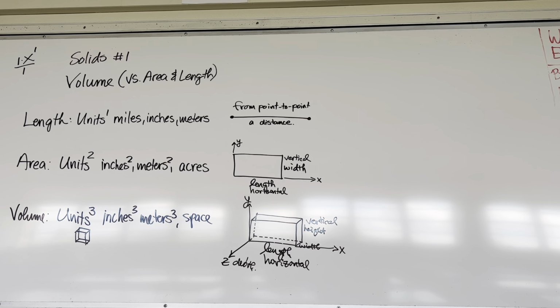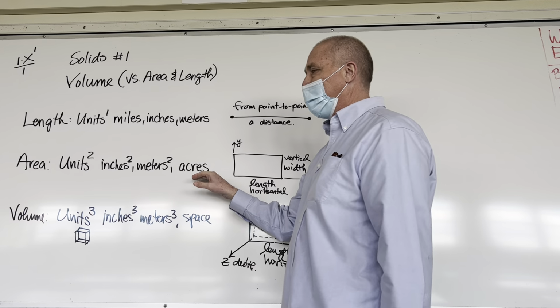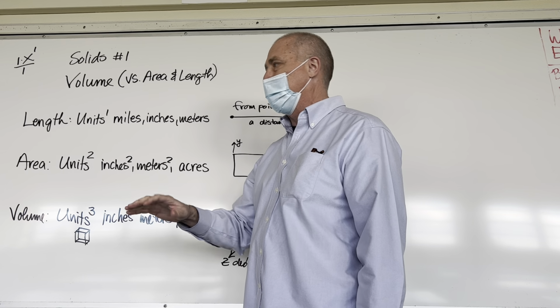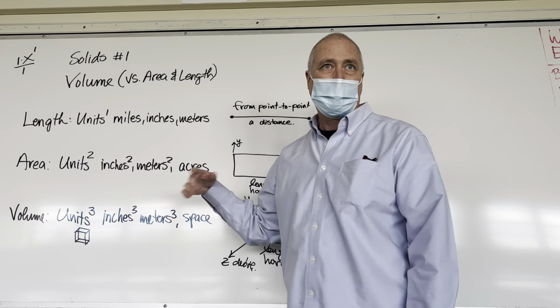So the difference between the three. Length is to the power 1. Area is to the power 2. Volume is to the power 3. An acre. An acre is an area of land equal to 43,560 square feet. So even though we use the word acre for an area, it has a definition based on square feet. So it goes back to area.